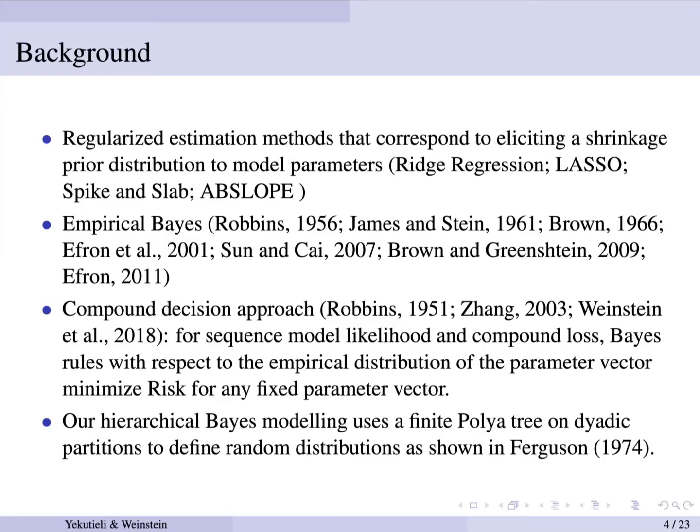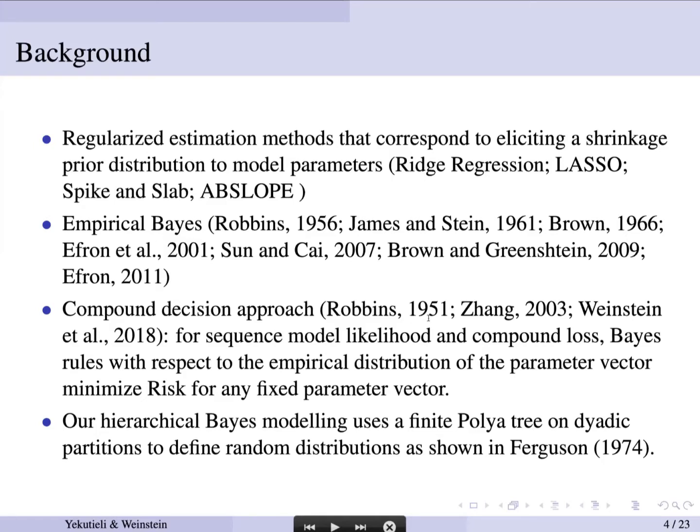Here we have a general one-dimensional distribution, okay? And some of our work is also connected to work by Larry Brown, Eitan Greenstein, etc. What actually flavors empirical Bayes is the compound decision approach, beginning with Robbins, Zhang, this is Cun-Hui Zhang.